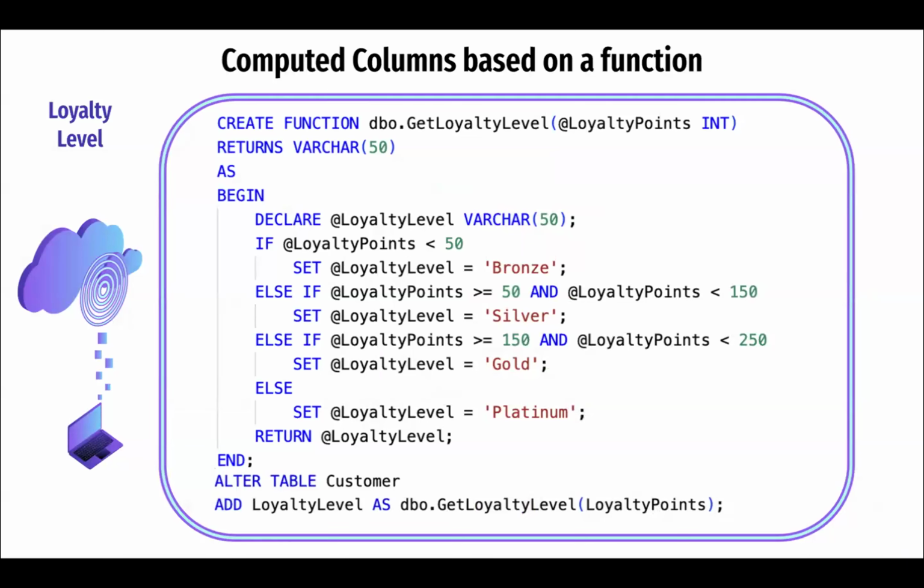Okay, in our database design, we implemented a dynamic loyalty level system for customers. This is achieved using a computed column based on a function called getLoyaltyLevel. The function evaluates a customer's loyalty points and assigns them a tier: bronze for less than 50 points, silver for 50 to 149 points, gold for 150 to 249 points, and platinum for 250 and more points. This loyalty level is calculated dynamically and does not require manual updates.